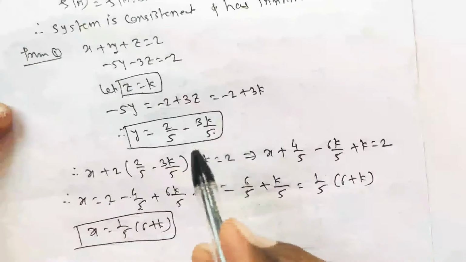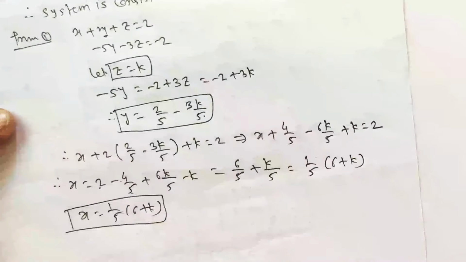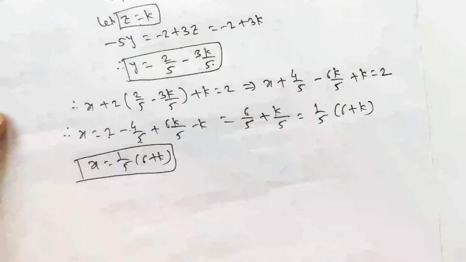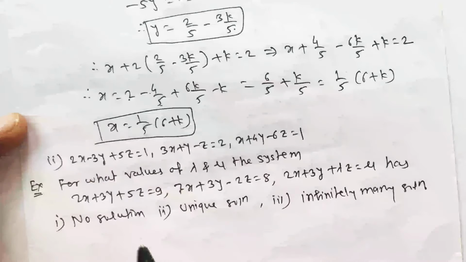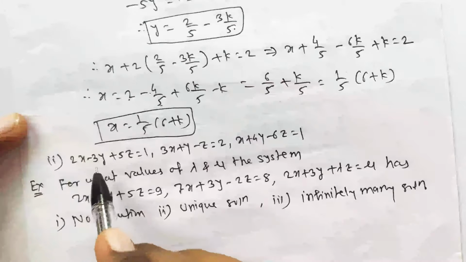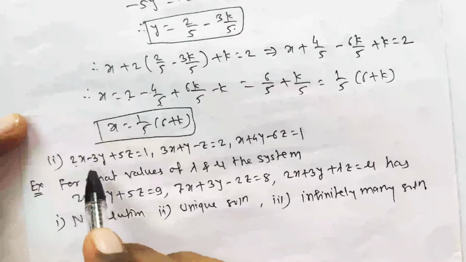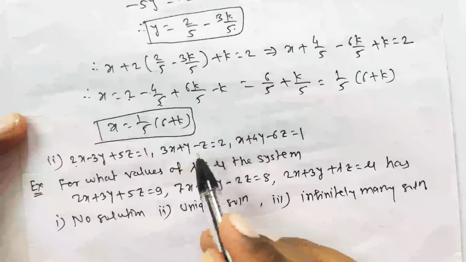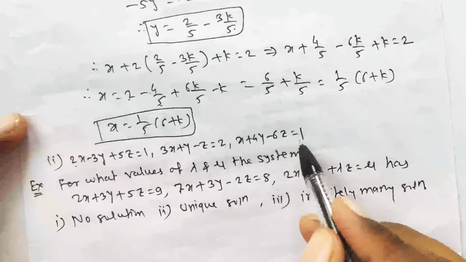Infinite number of solutions means for different values of k we get different solutions, that is, infinitely many solutions. The next problem is the same; you do it at home: examine the consistency, and if consistent, solve the system, where the system is 2x minus 3y plus 5z equal to 1, 3x plus y minus z equal to 2, and x plus 4y minus 6z equal to 1.